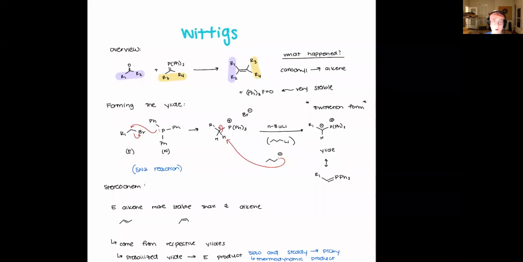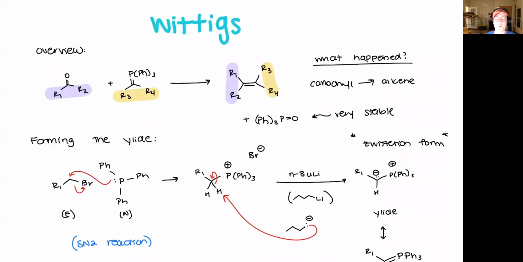Hi everyone, in this video I am going to go over the Wittig reaction. Just as a brief overview of the reaction, we start with a carbonyl, which can be a ketone or an aldehyde, and then we also have our ylide, and these two react to basically form an alkene. The stereochemistry of the alkene, as we'll see later on, depends upon the stability of the ylide. But we will go from a carbonyl to an alkene.